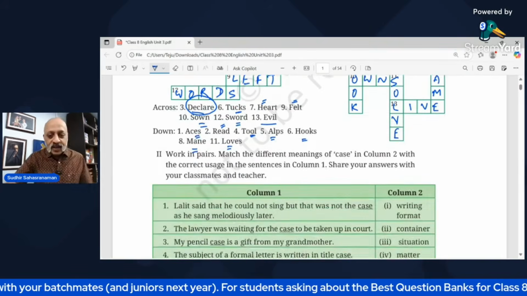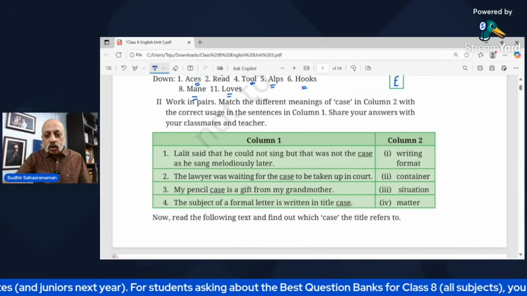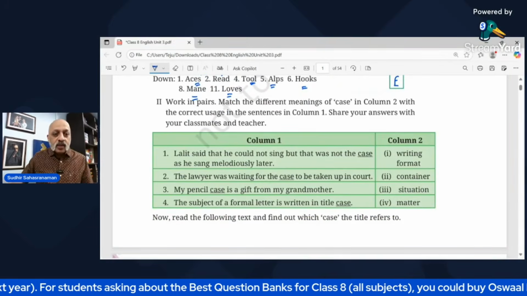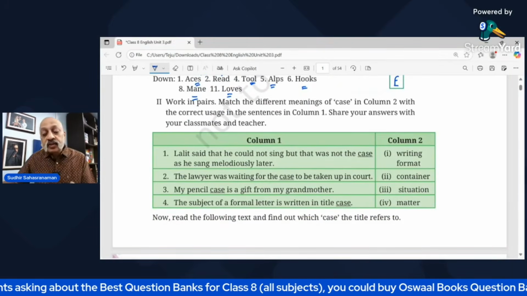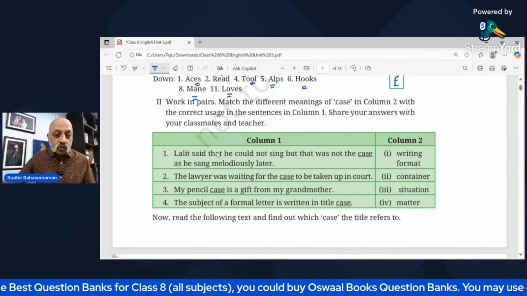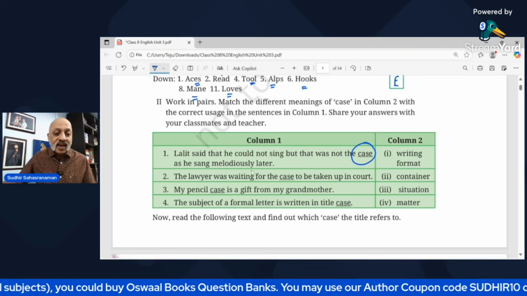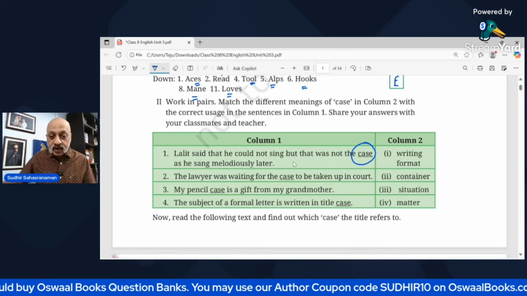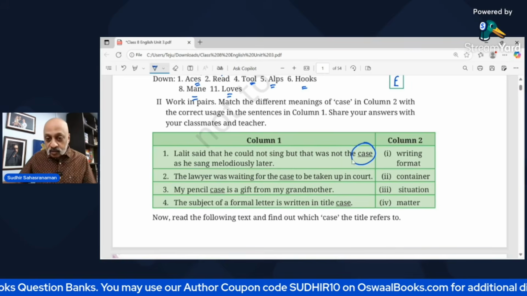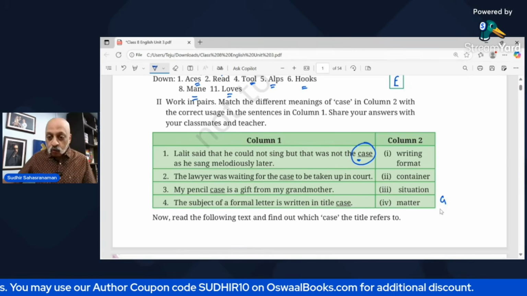Okay, then you have to work in pairs in order to kind of match the following. So case here means different things in the 4 sentences. So Lalit said that he could not sing, but that was not the case as he sang melodiously later, right? So this one, so here it would be 4.